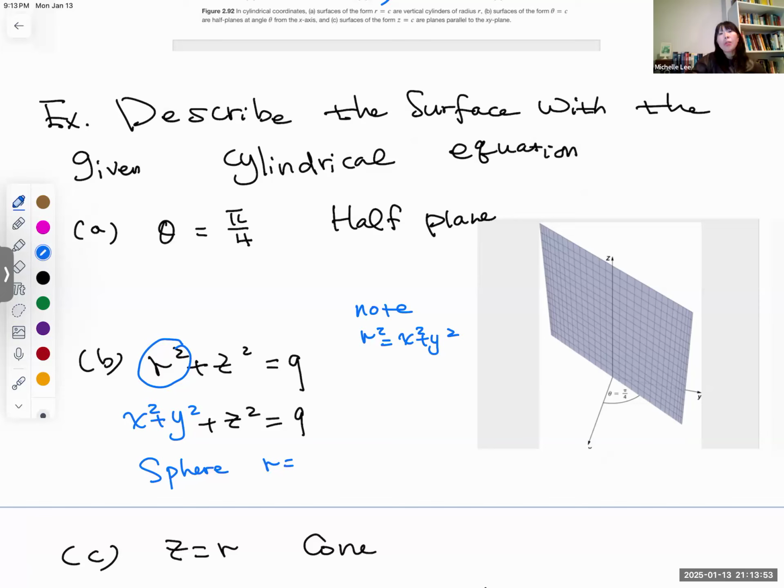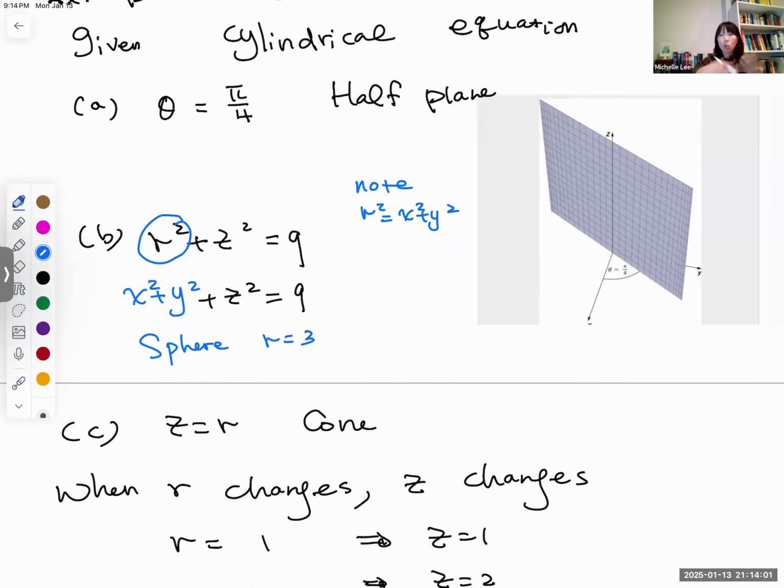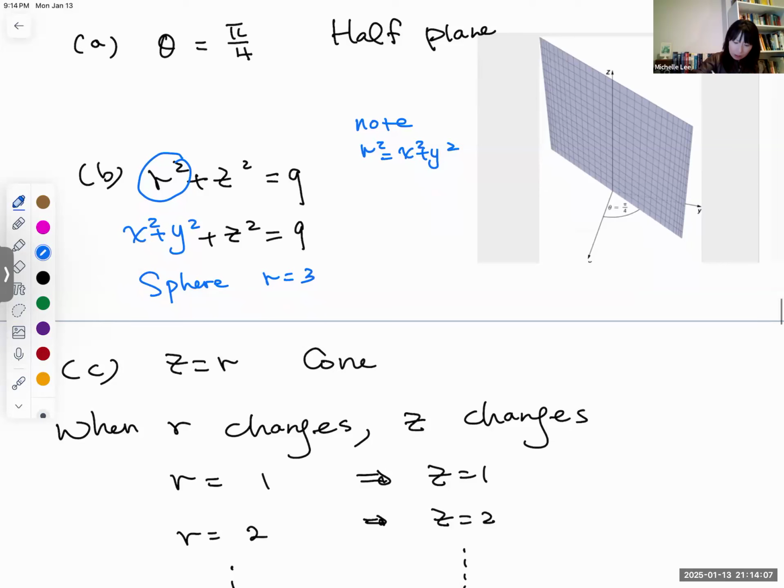R equals 3, right? Good job. Okay, this one is a little bit hard. Z equals R. So R we can also express as the square root of x squared plus y squared, right? So when R changes, Z changes.